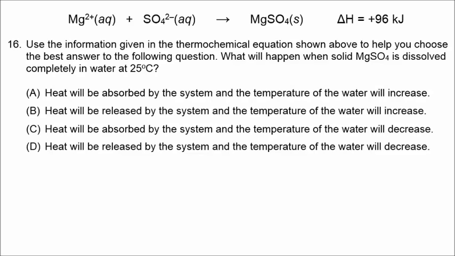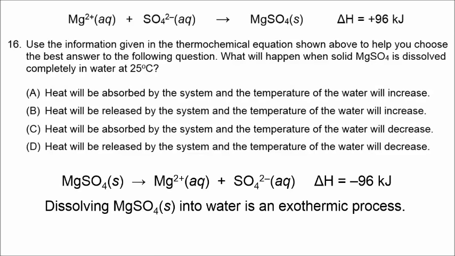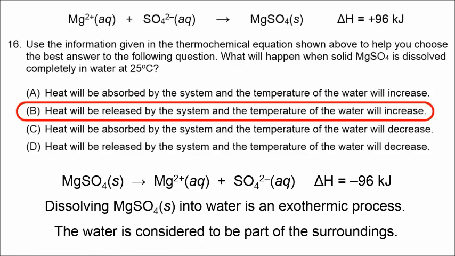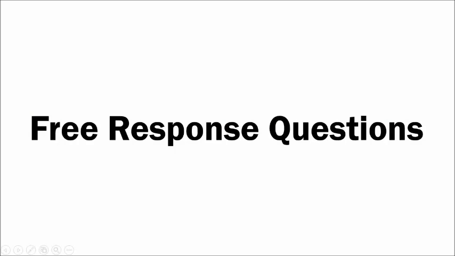If it's an exothermic process, heat will be released by the system, and if that's the case, dissolving the magnesium sulfate into the water will release heat to the surroundings. Water is considered to be part of the surroundings. The temperature of the water would increase. The correct answer is B. All right, on to the free response questions.